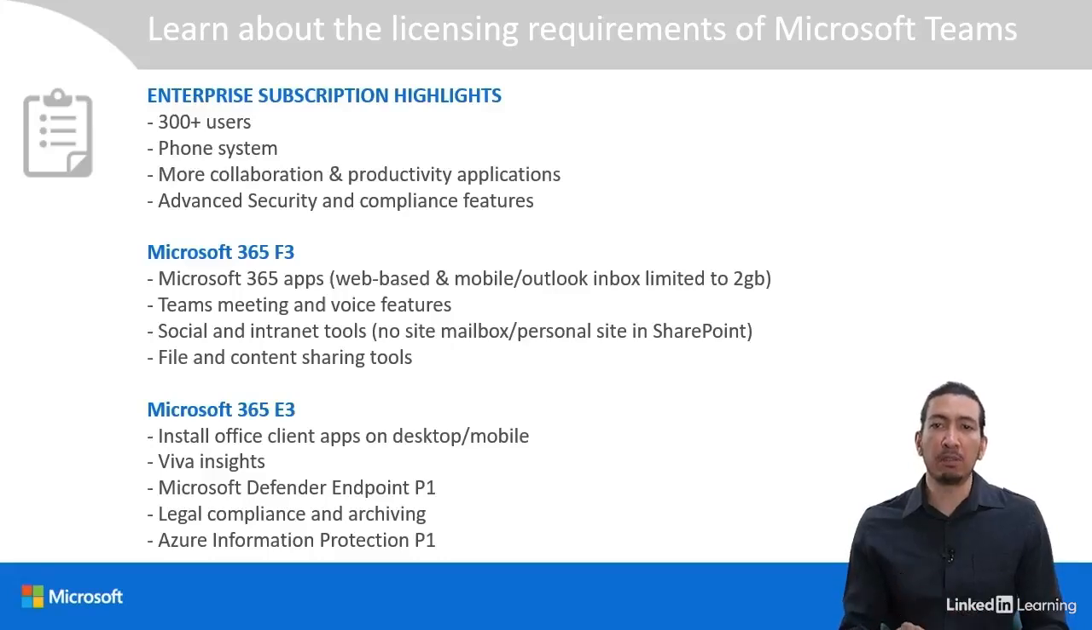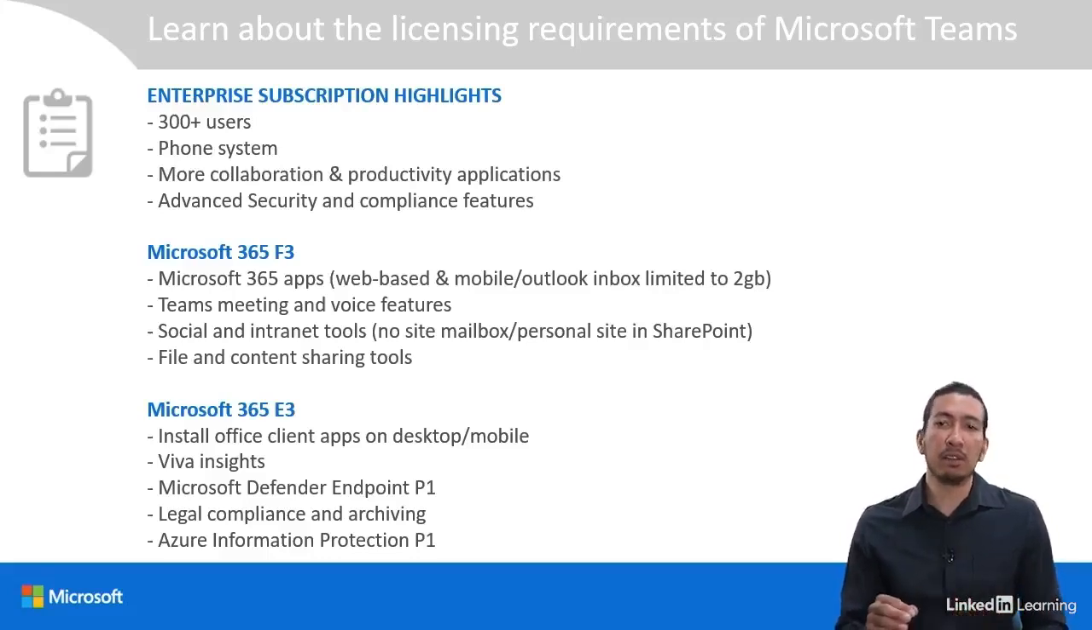The first plan, called Microsoft F3, is labeled as a solution for your frontline workforce. It includes mobile and web-based Microsoft 365 apps such as Word, Excel, PowerPoint, and others. It includes meeting and voice features with Teams, and you can set up an add-on license for Teams Phone. It also includes social and intranet tools such as Yammer and SharePoint, though in this plan you cannot have a site mailbox or personal site.